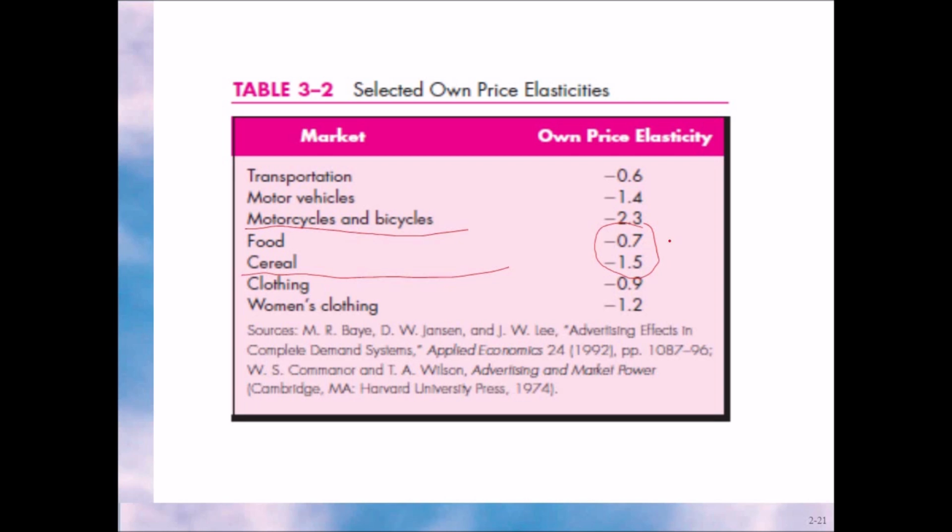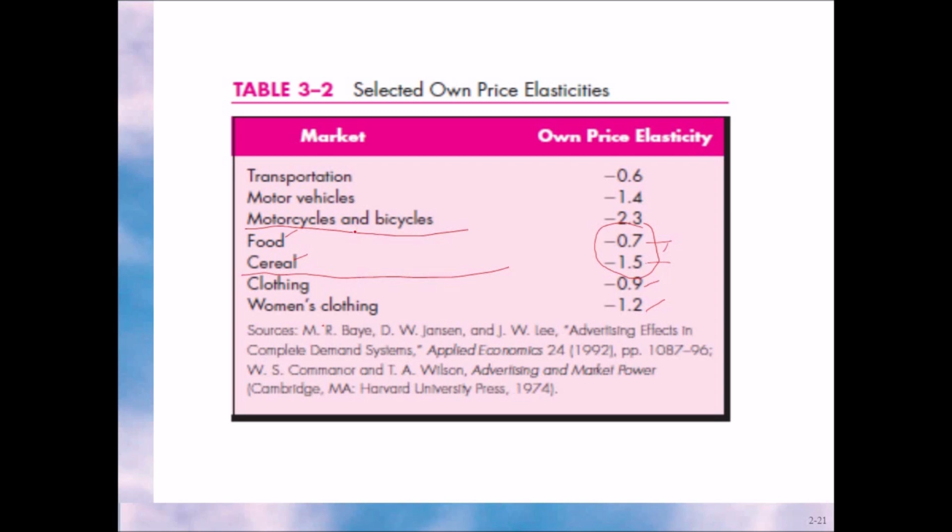This one is 0.7. This one is 1.5. We have learned that if it is more than 1, it is elastic. If it is less than 1, it is inelastic. So from this value, we know that between food and cereal, food is less elastic than cereal. Cereal is more elastic. So why is this? If we compare with clothing and women's clothing as well, clothing is less elastic, women's clothing is more elastic.